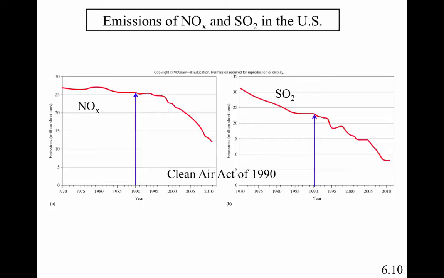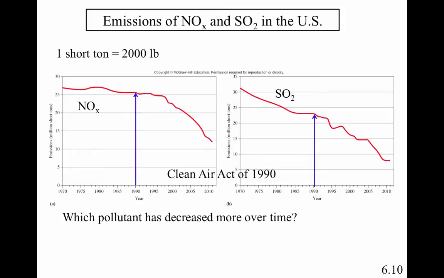Let's compare the emissions of NOx and sulfur dioxide in the US over the last 40 years. You will see that the concentrations of both have decreased over time. But which pollutant has decreased more?